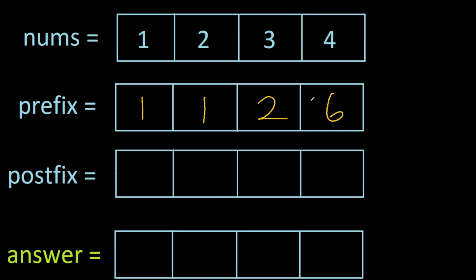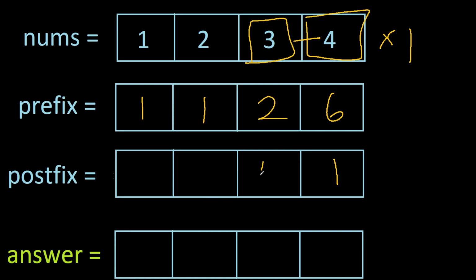Now for a postfix, it's the same idea. We want all the numbers to the right. So if we look at number 4, everything to the right side of it, there's nothing here, so we're going to have it equal to 1. So in this position, we'll put a 1. For number 3, everything to the right of it is 4 times this 1.